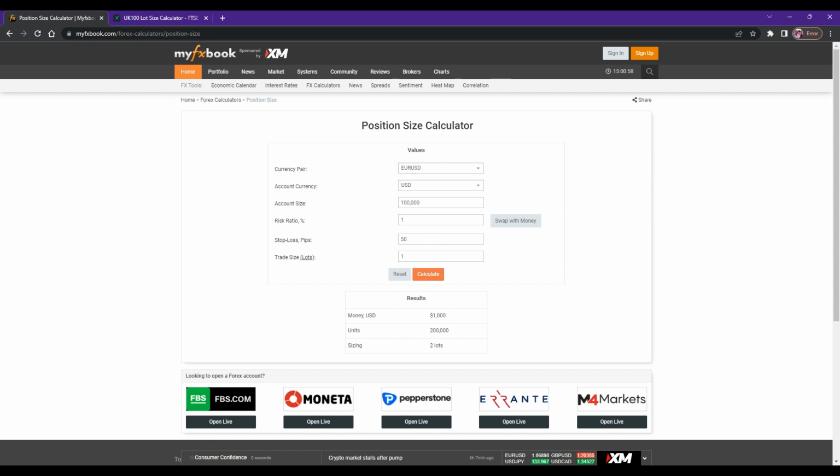But even so, one is the standard, and then we click calculate, and it basically tells me if I input 2 lots into my trading platform, it's going to give me £1,000 risk at a 50 pip stop loss, and that's basically as easy as it is.